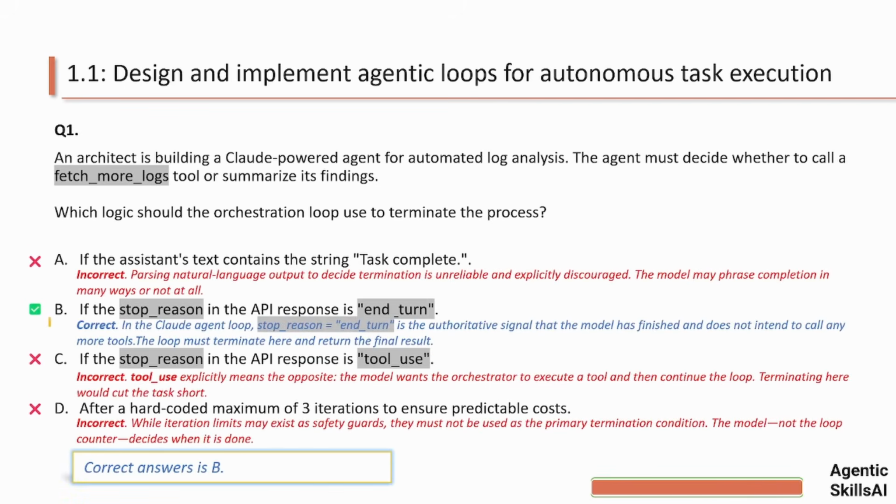The correct answer is option B. This is correct because end_turn is the authoritative signal that the model has finished reasoning and does not intend to call any more tools. At this point, the orchestration loop must terminate and return the final result.